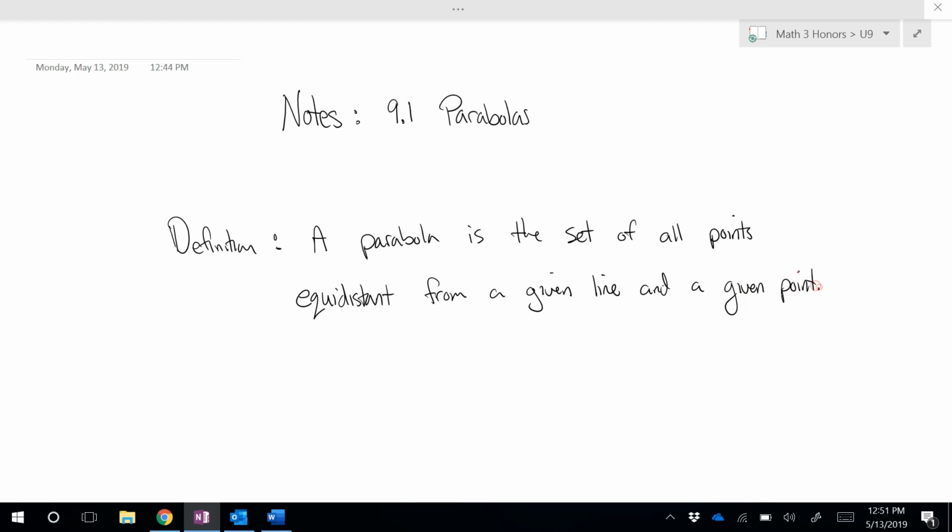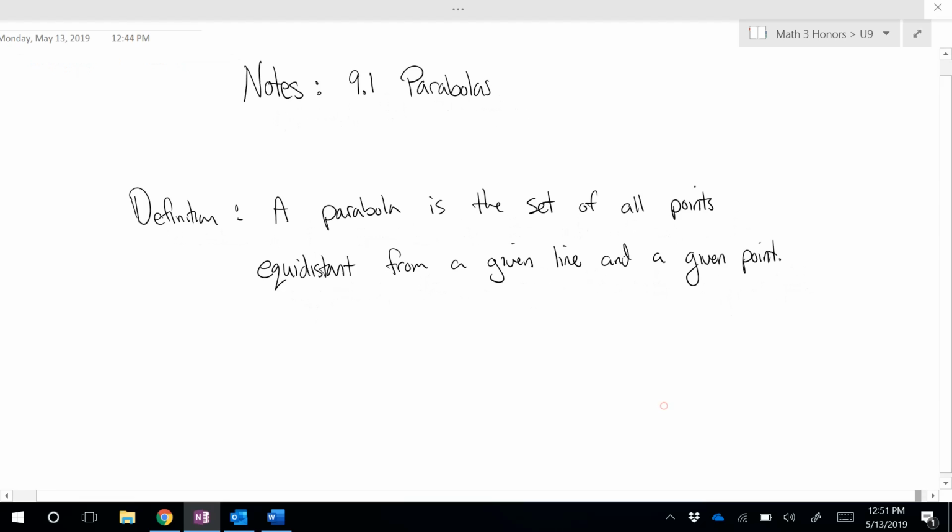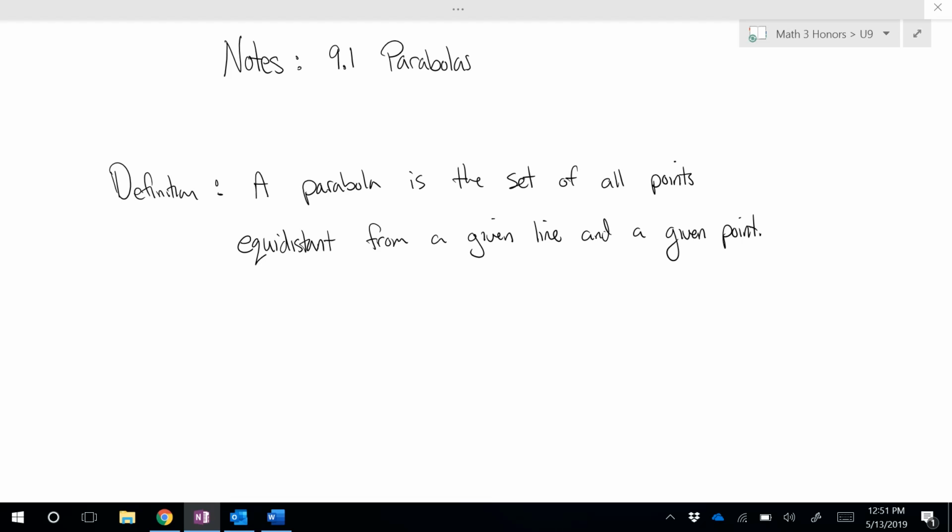So you guys have some background with parabolas, but you don't have background with this definition. Where did it start from? How is it defined geometrically? There's this given point, which we call the focus, and a given line, which we call the directrix.